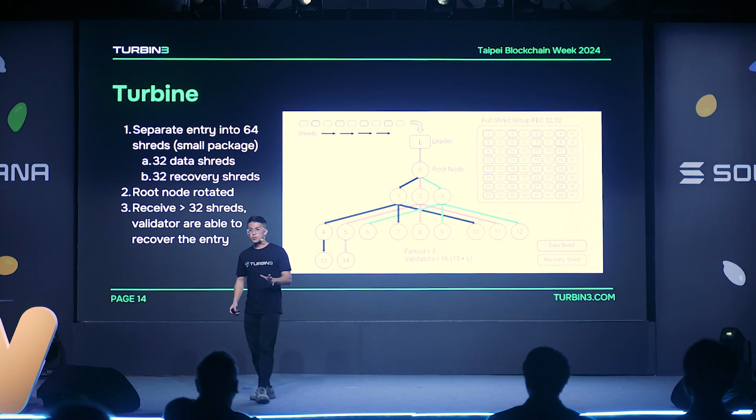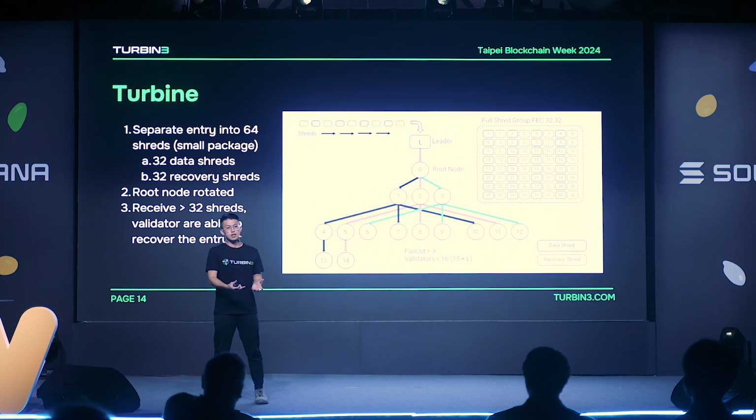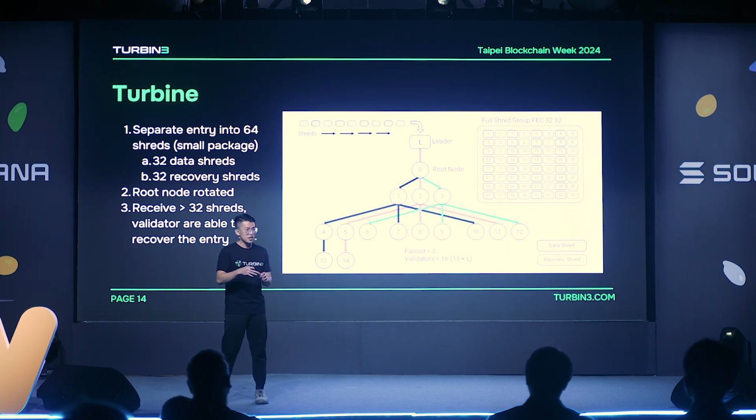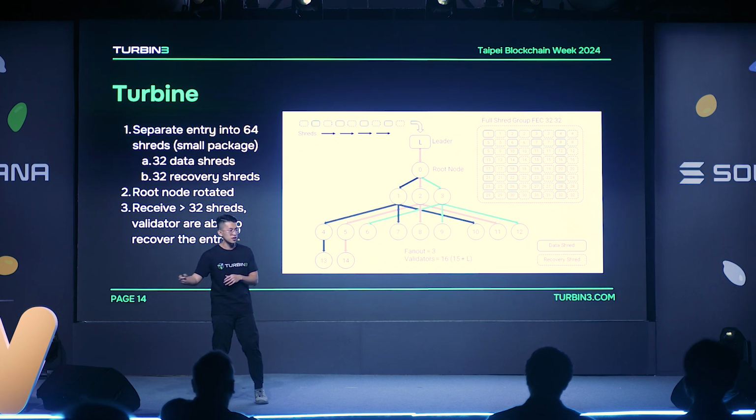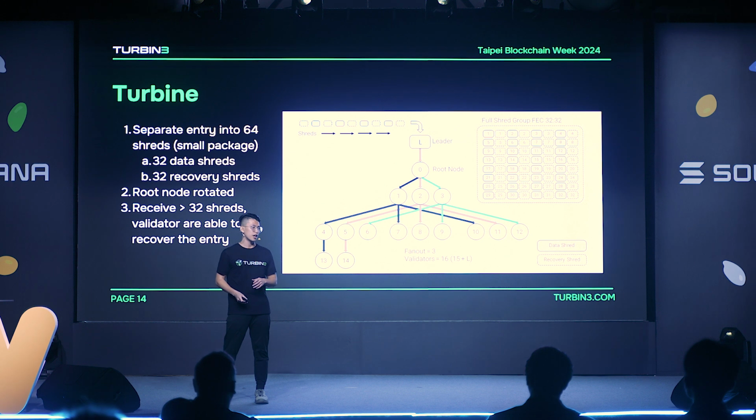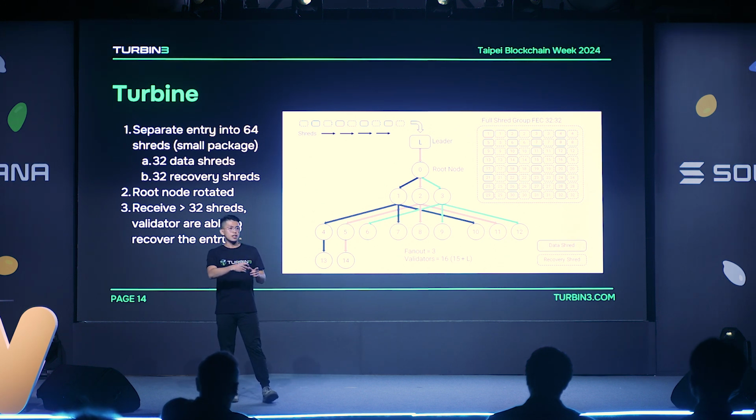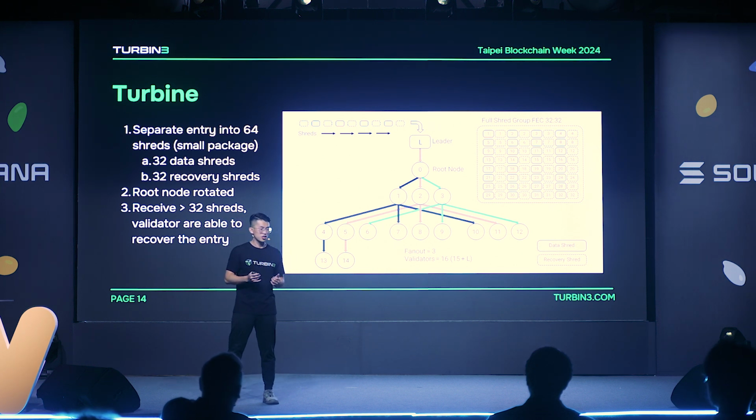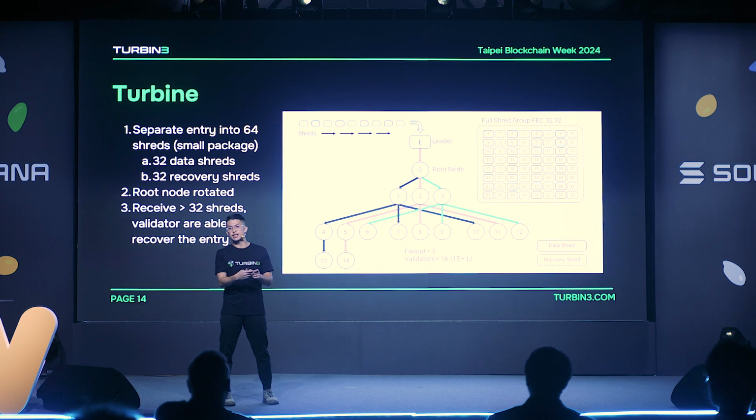Okay, once we have the block built, we need to reach consensus. The block is inside the leader's node, and they need to broadcast it out to the rest of the validators. How is it broadcast? Actually, the entry will be separated into 64 threads, like small packages, so it can be efficiently broadcast throughout the network.